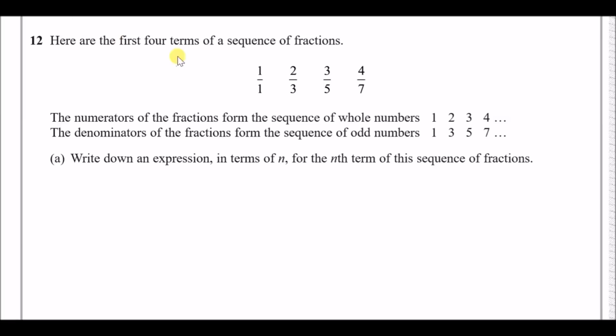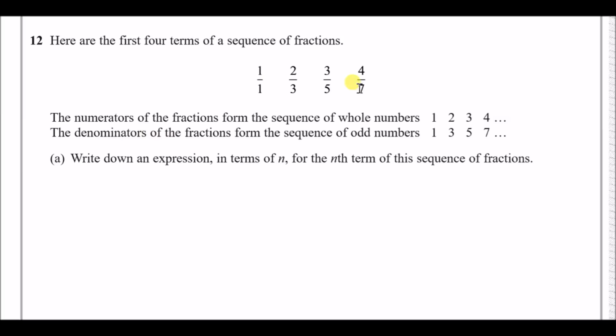Okay, number 12. So here are the first 4 terms of a sequence of fractions. Okay, so it looks to me that the numbers on the top half are going up in ones, and on the bottom we have odd numbers going up 2 each time. Okay, so the numerators of the fractions form the sequence of whole numbers 1, 2, 3, 4.